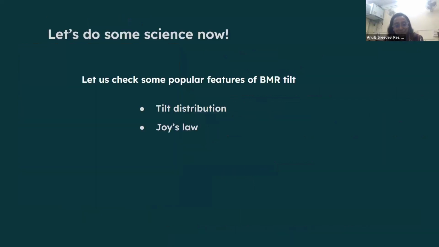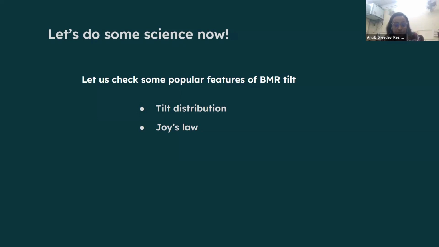Now let's come to some science. So let's do some science now. We started out to use this catalog to check the validity of the thin flux tube model. From BMRs, a popular feature of the BMR tilt is the tilt distribution.